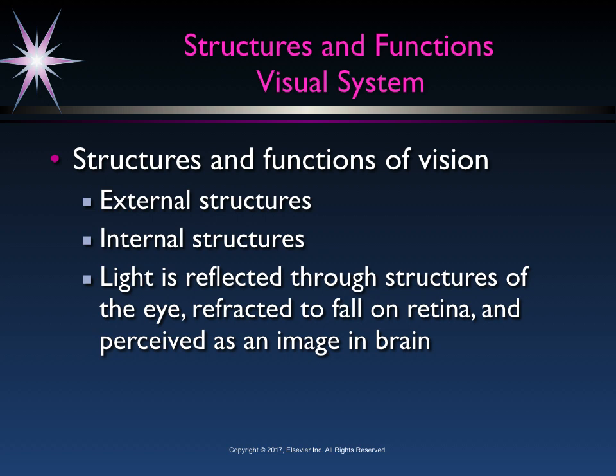And what we know is that light is reflected through the structures of the eye. It's refracted, which is another way of saying that it's bent as it goes through the eye, and then it falls on the retina. And how that is signaled to the brain is perceived as the image that we see.